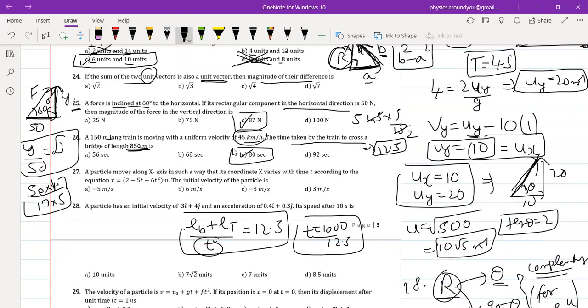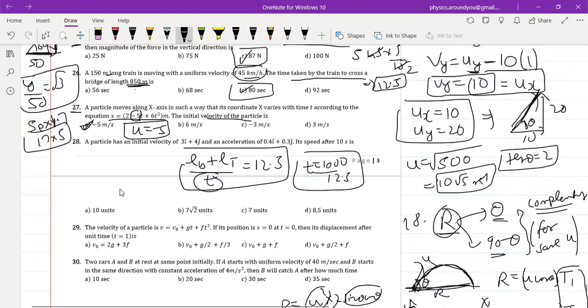1000 by 12.5 is 80 seconds. So 26 goes with C. Now 27th, a particle moves along x-axis. What is the initial velocity of the particle? You see, this resembles the equation S is equal to ut plus half at square, where the coefficient of t is -5. So u should be equal to -5. So right option to 27th one is A.